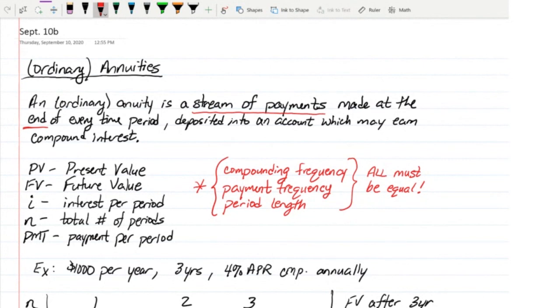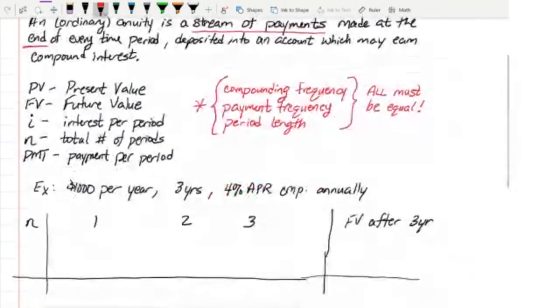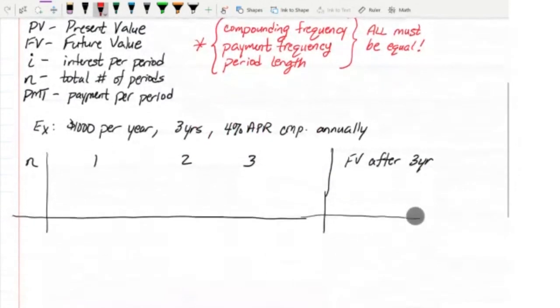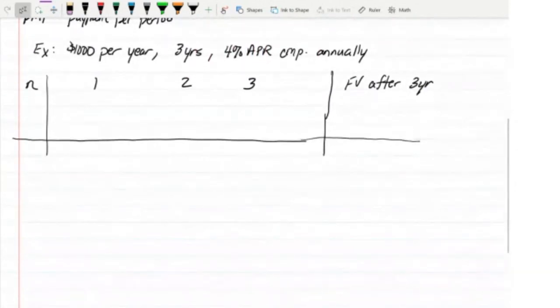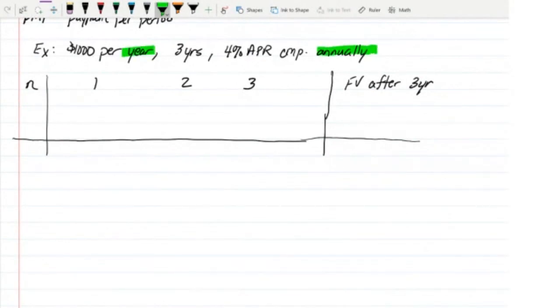But it's a stream of payments. Right? So to analyze a stream of payments, we're going to have to get a little bit creative. And here's my first example. Let's take an annuity that pays $1,000 per year over the course of 3 years. And we're going to earn 4% APR compounded annually. Here we see the first time where the time periods have to match up, right? Years, years, years. All of those time periods have to match per year.